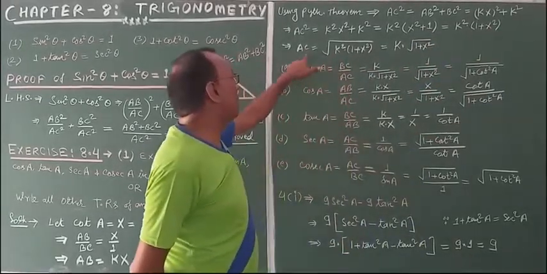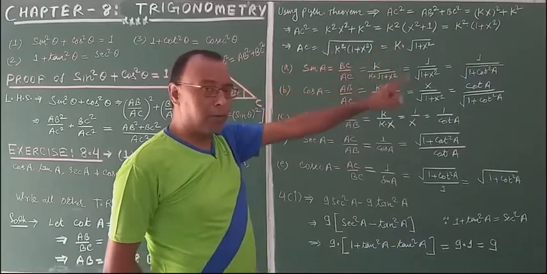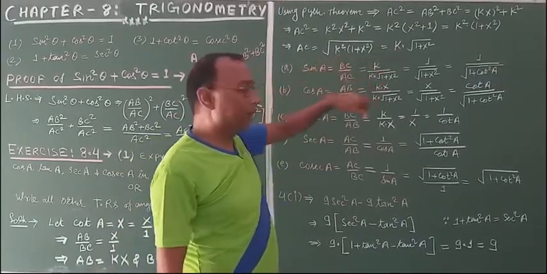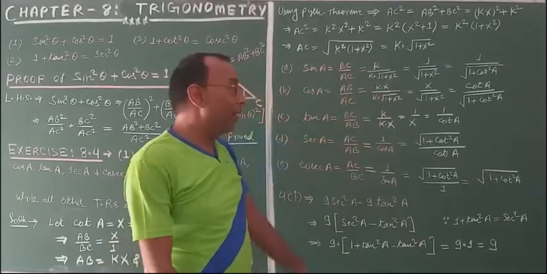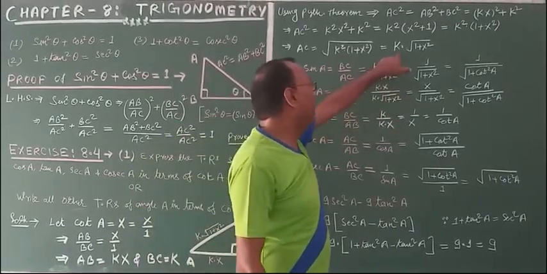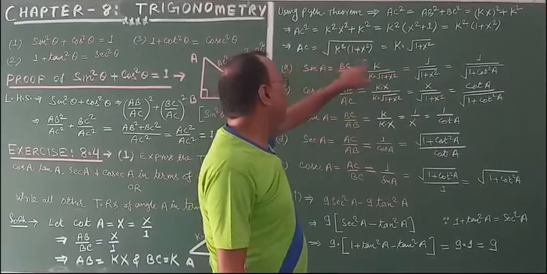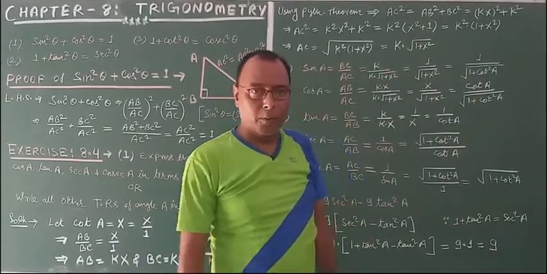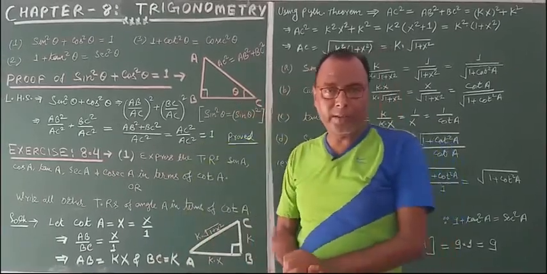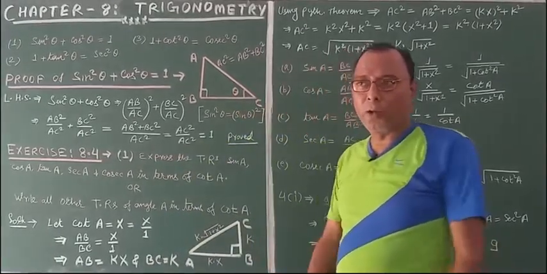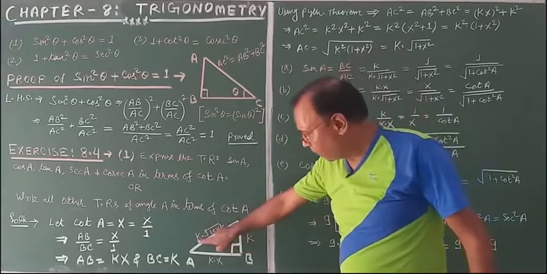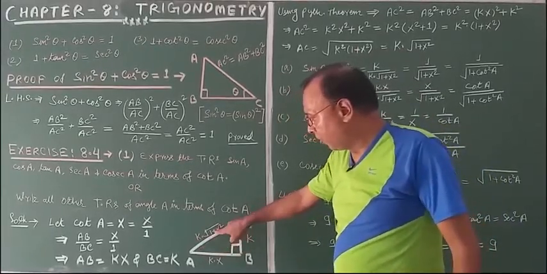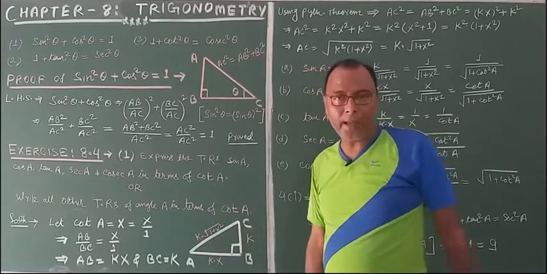Therefore AC is equal to square root of k square into 1 plus x square. This k square will come outside the square root sign and it will become k. It means the value of AC is k into under root 1 plus x square. What is the value of this hypotenuse AC? K into under root 1 plus x square. That's what we have written here.